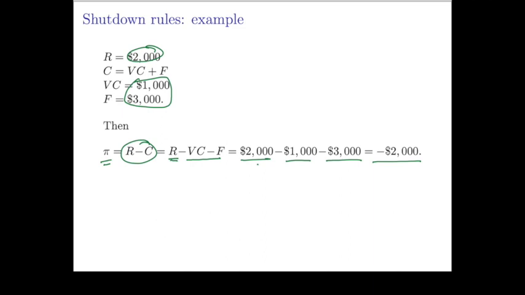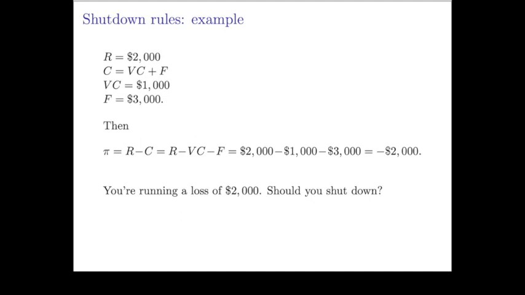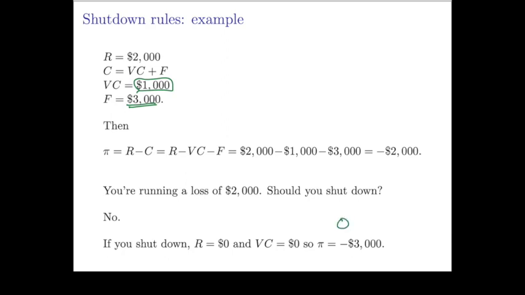So should you shut down? You're making a loss. You're making a loss of 2,000, so what should you do? You shouldn't shut down. Why shouldn't you shut down? Because if you shut down, then your revenue is going to be zero. Your variable cost is going to be zero, but you still have to eat this fixed cost. So your profit is going to be zero revenue minus zero variable cost minus 3,000 fixed cost. So it's a negative 3,000.